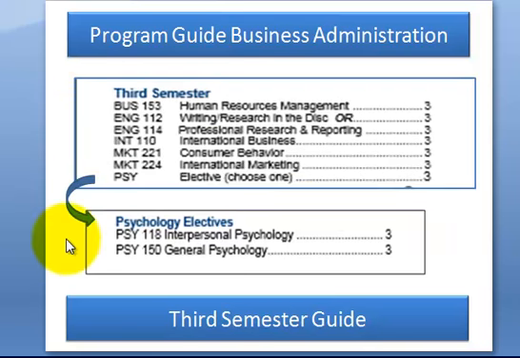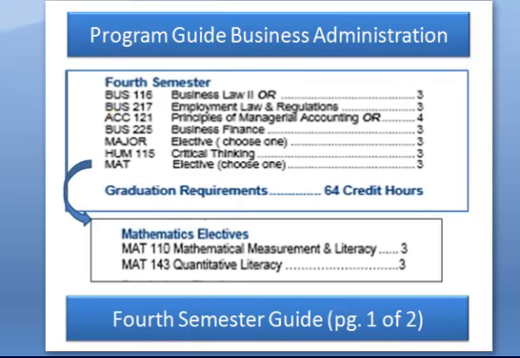And then the program guide laid out semester 3, and I'm not going to go through it in detail because, again, it's out there online, or you can get a hard copy by stopping by the business administration department. But that lays the whole program out for you. And again, there's some electives in different areas. And then the fourth semester, with the graduation requirements being 64 credit hours. So the program guide gives you every course that's required, what electives are required to complete and be successful in your business administration degree.